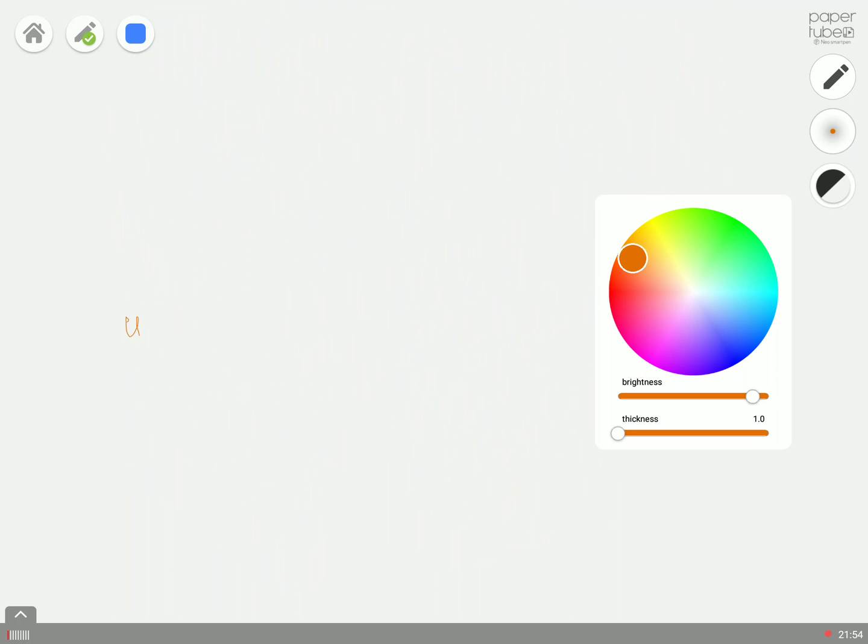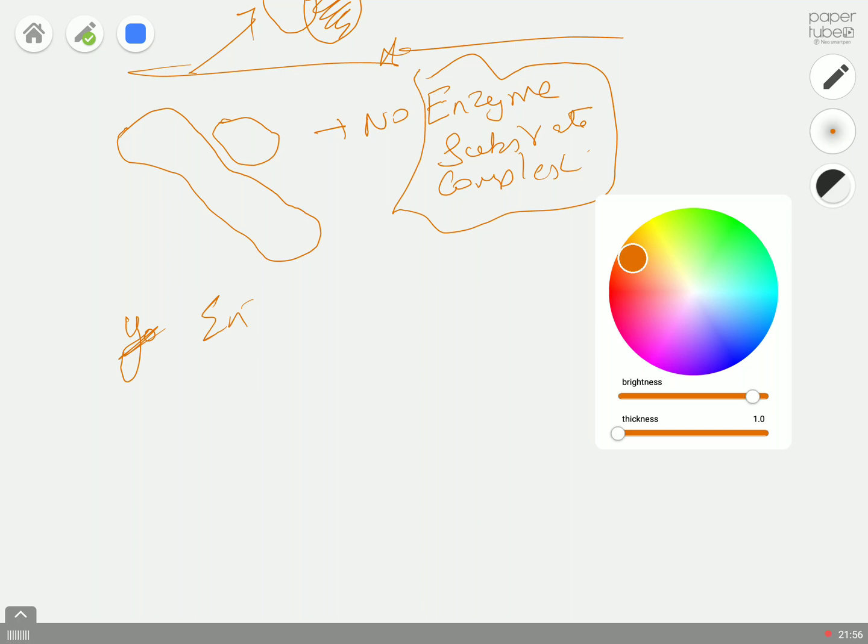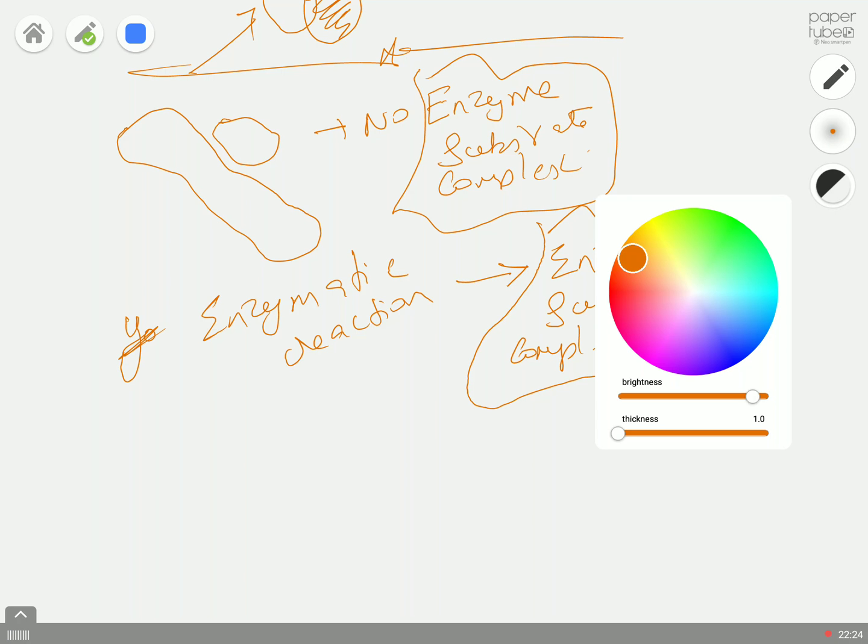Because this enzymatic reaction will not proceed forward unless we have this enzyme substrate complex. In fact, enzymatic reactions are governed by the concentration of your enzyme substrate complex inside the reactor. Yeah? So we are going to see why is that.